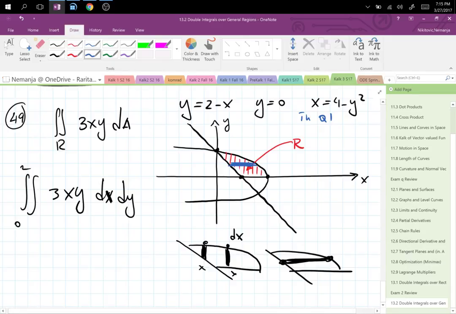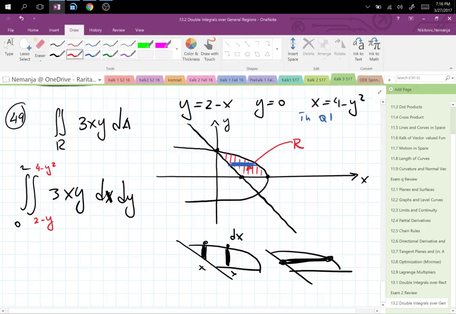So the only thing left for us to do is to figure out what functions go on the limits. Now remember, when you have dx, it's going to be top minus bottom for y. When you have dy, it's going to be right minus left for x. So the upper limit would be the right one, which is 4 minus y squared, and the left one is the bottom limit, which is 2 minus y.